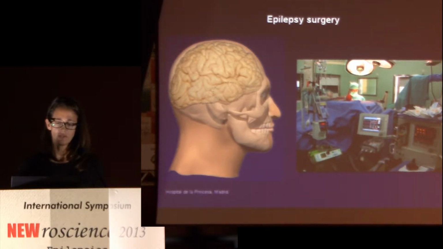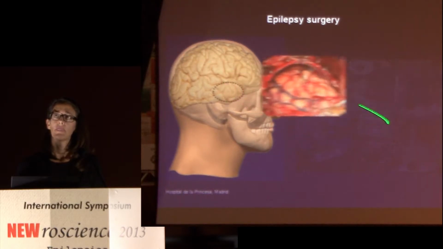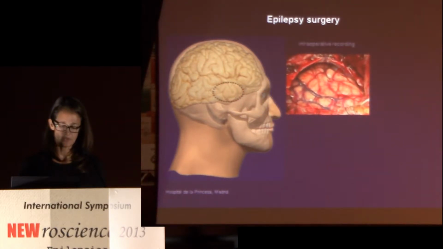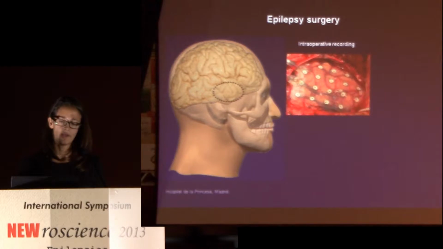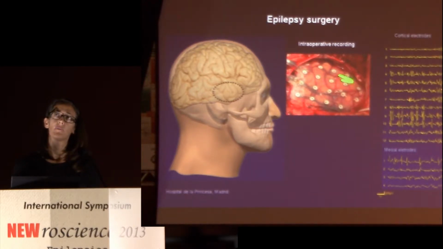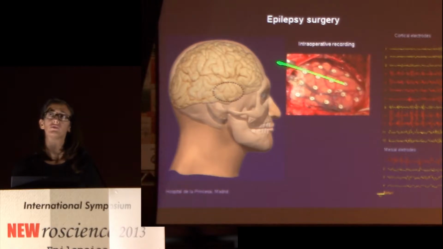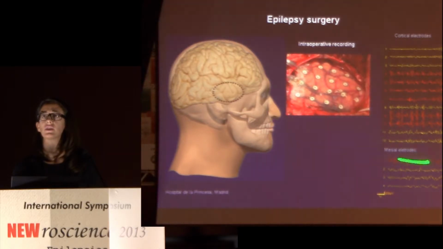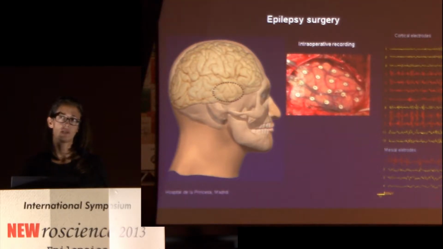Basically, the neurosurgeon opens the skull. He exposes the surface of the brain, and he puts in intraoperative recording, in which he's able to record every point of the surface of the cortex. And this is an example of a patient. Also, sometimes he puts a mesial electrode inside the mesial structures, in the amygdala and hippocampus.